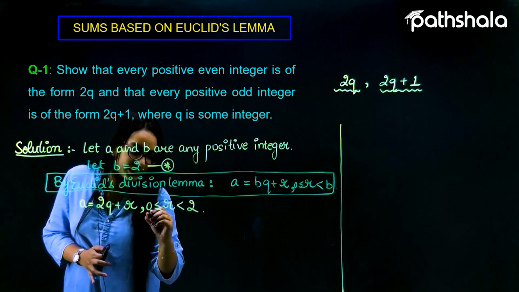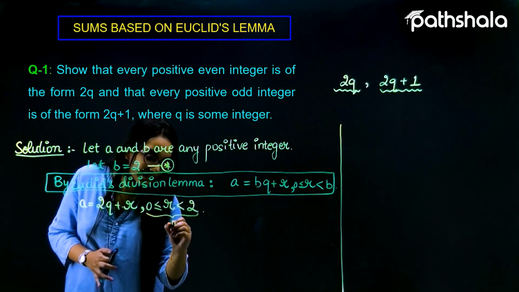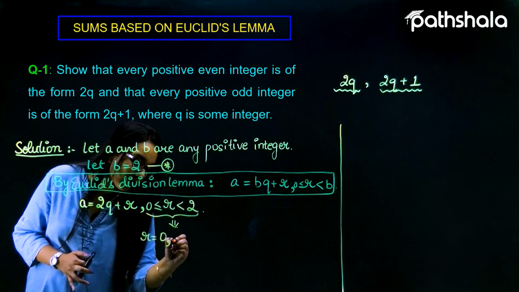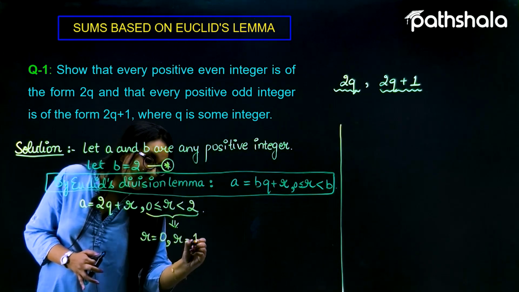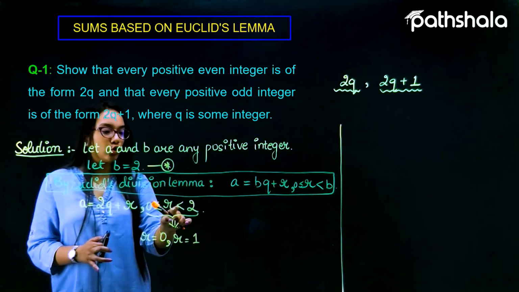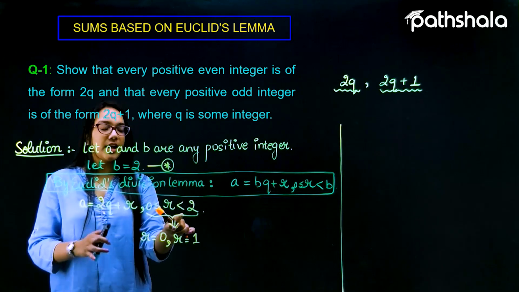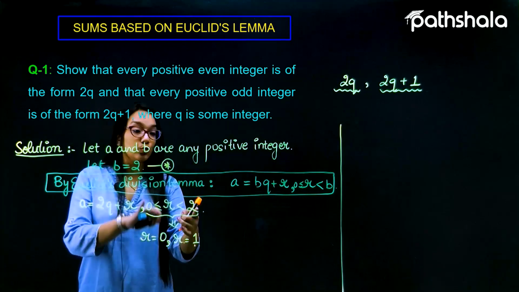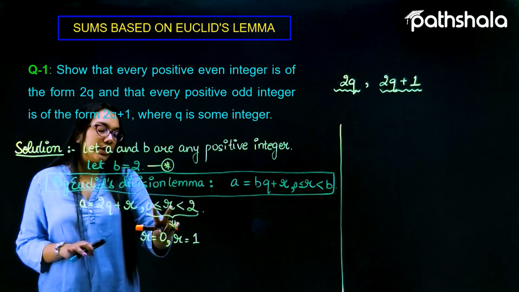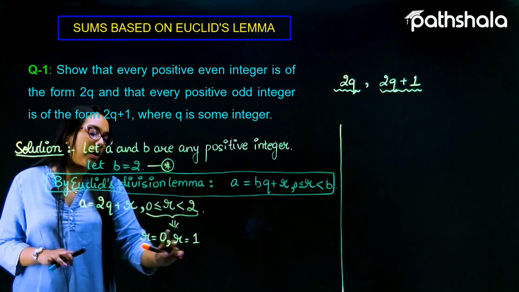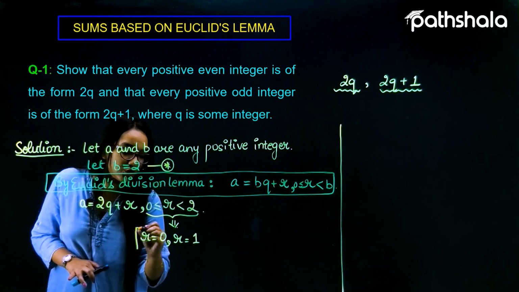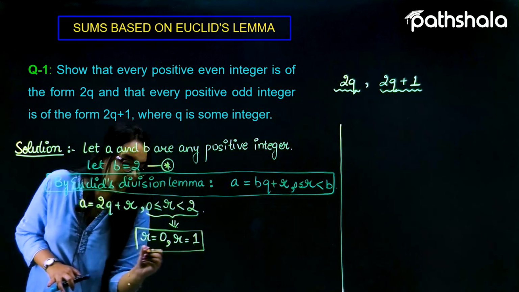What does it mean? It means that the value of R can be 0, the value of R can be 1, but it cannot be 2 because there is no such equality over here. It means that the value of R will start from 0 and go till 2 but excluding 2. So we have the two values of R: R is equal to 0 and R is equal to 1. Now substitute these two values in this particular equation again.